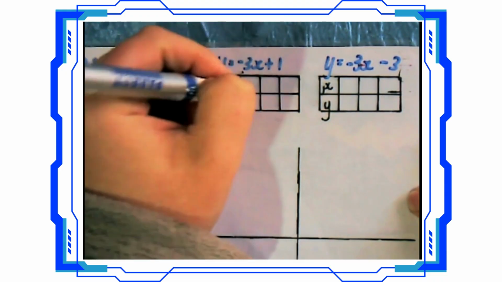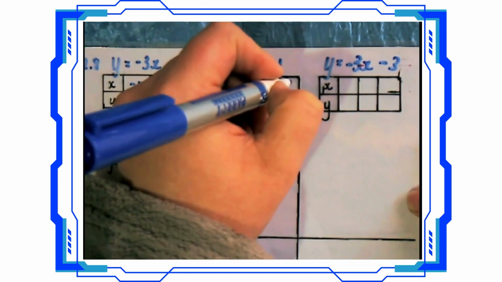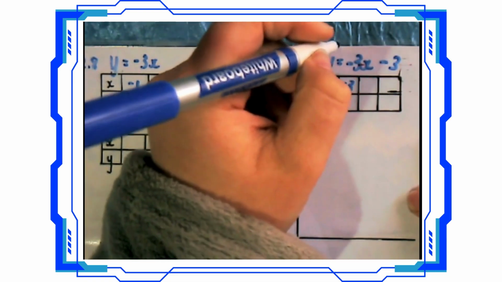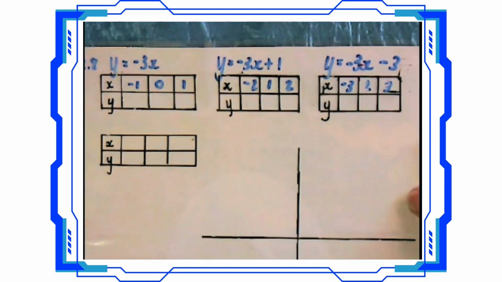Then with this one, I'm going to choose the -2 again. Then instead of 0, I'm going to choose 1 and 2. Then this side, I'm going to start with -3. Then let's say 2 and then 3. Okay. So I just want to show you that you can choose any values.